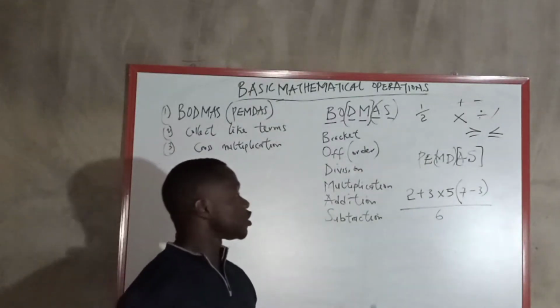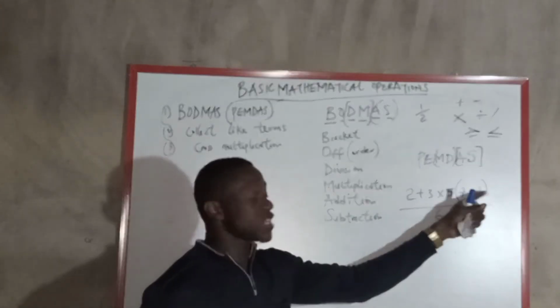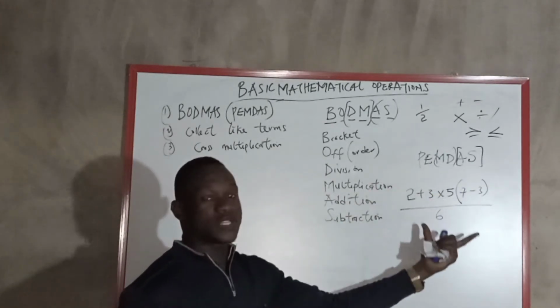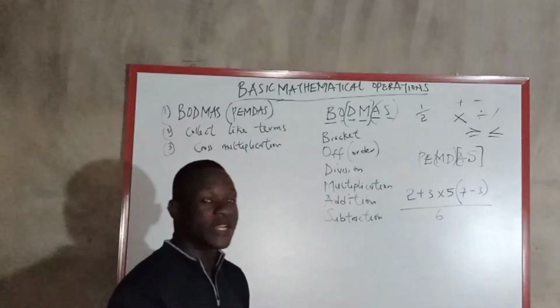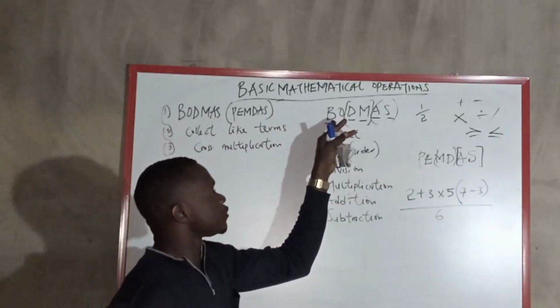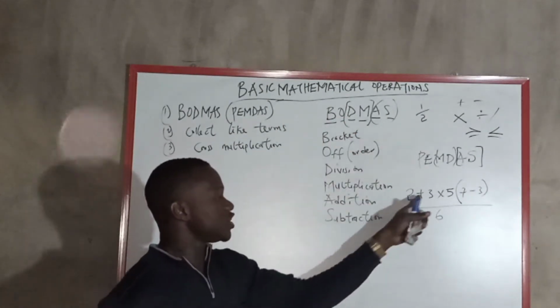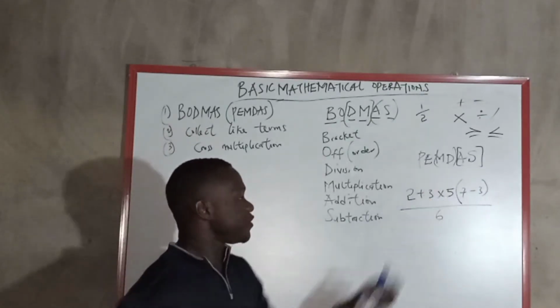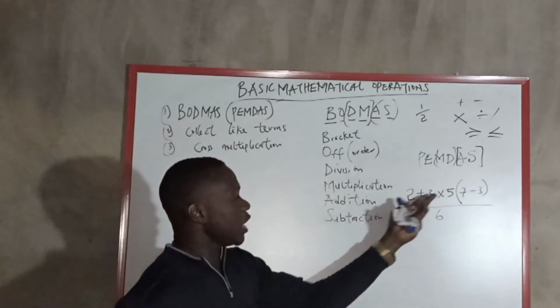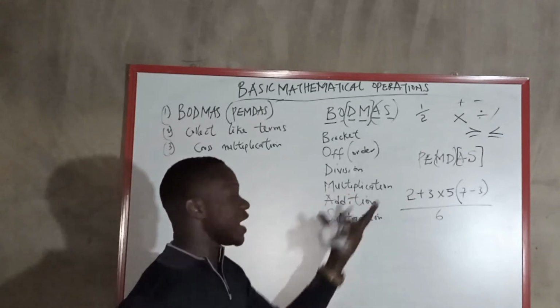Now, if we are to solve this question, since we have different mathematical signs in this particular question, automatically what should come to our mind is Bodmas. Now, Bodmas says we do what first? The bracket first, which is this. So it means these other ones we don't touch, we bring them down as they are in the question.